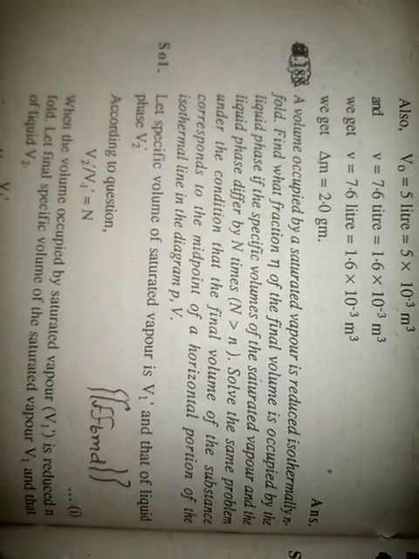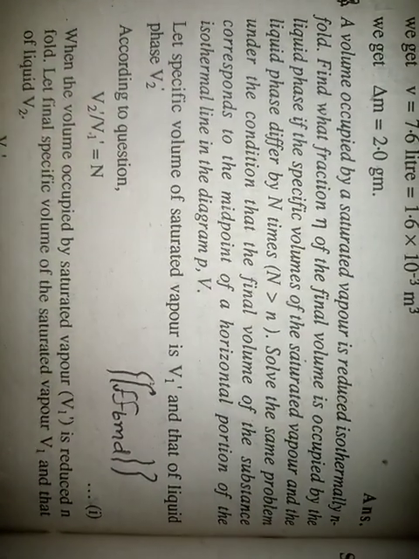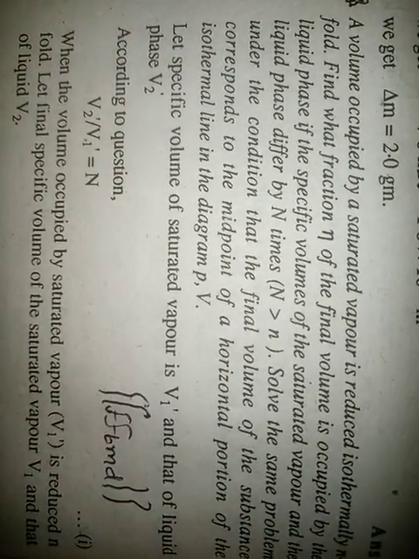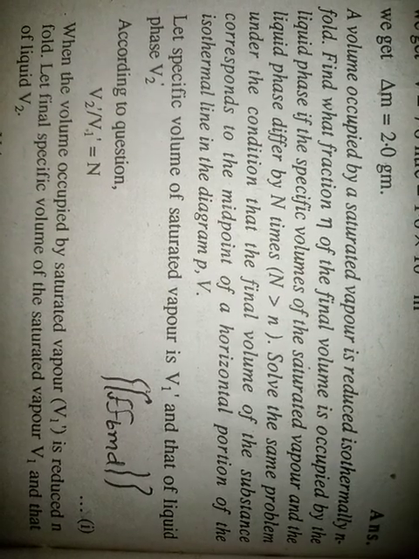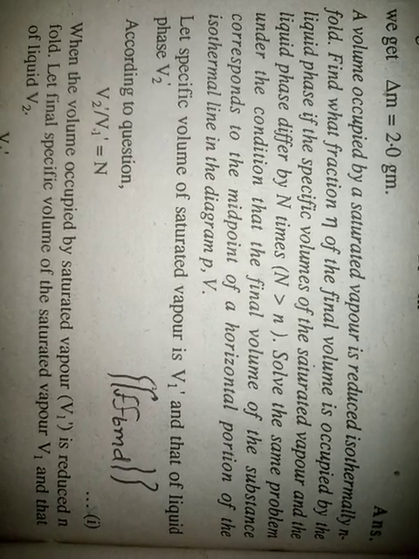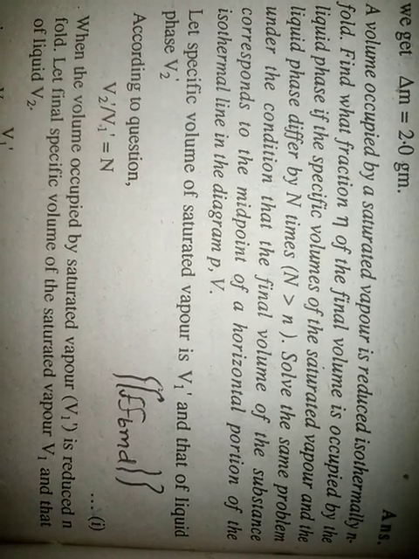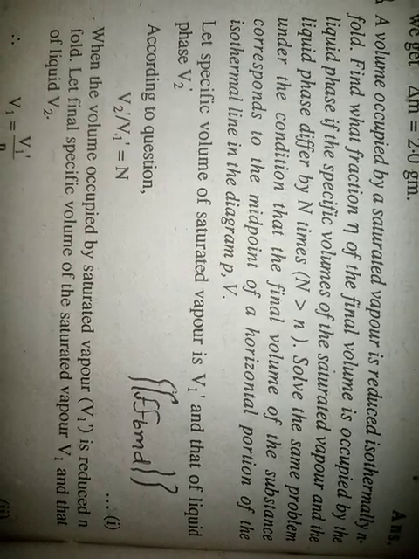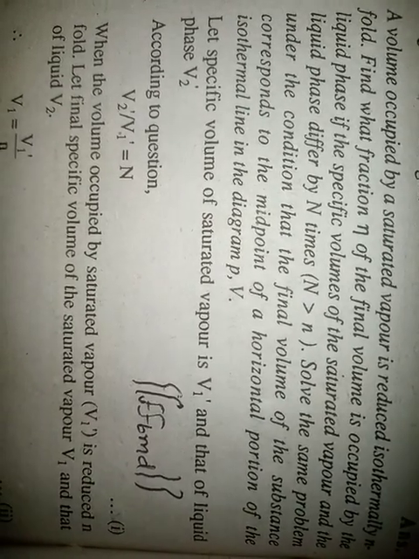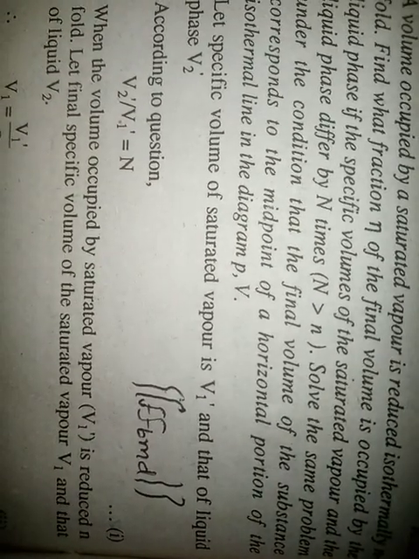A volume occupied by a saturated vapor is reduced isothermally n-fold. Find what fraction eta of the final volume is occupied by the liquid phase if the specific volumes of the saturated vapor and the liquid phase differ by n times, where n is greater than n. Solve the same problem under the condition that the final volume of the substance corresponds to the midpoint of a horizontal portion of the isothermal line in the PV diagram.